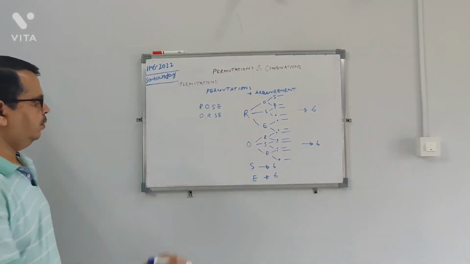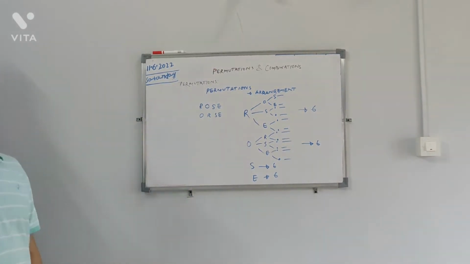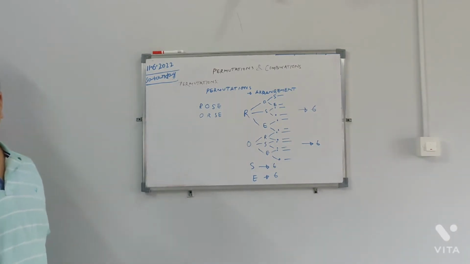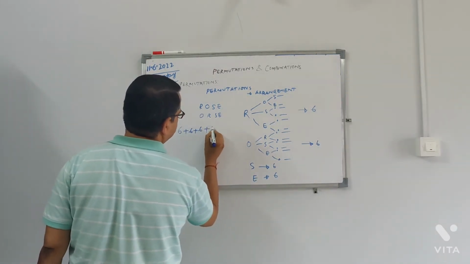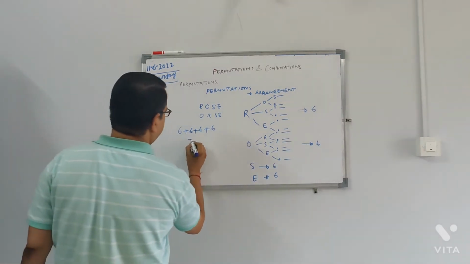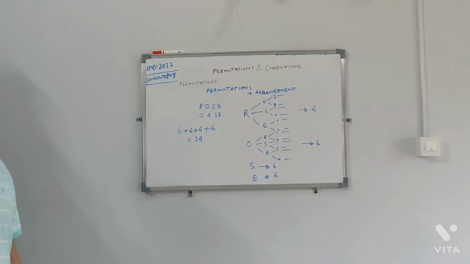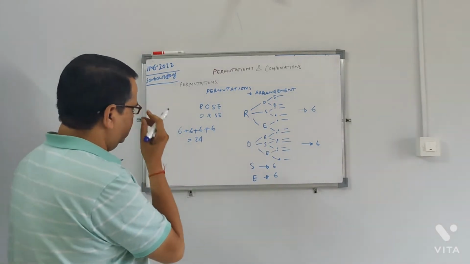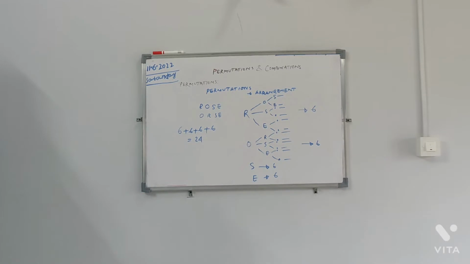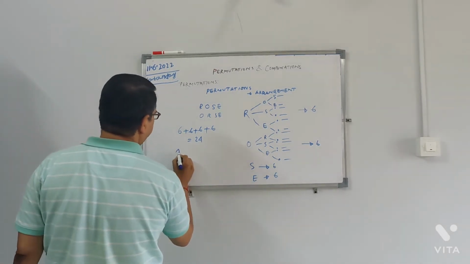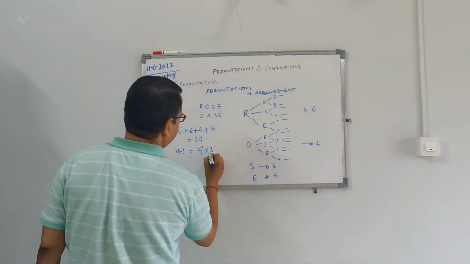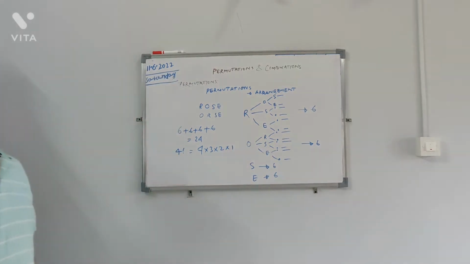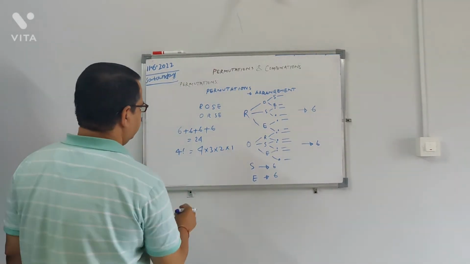So if somebody asks you to create an arrangement of the characters in the word ROSE, how many arrangements will there be? 6 plus 6 plus 6 plus 6, which is equal to 24. There can be 24 arrangements. How do you get 24? This 24 is nothing but 4 factorial. You know 4 factorial is nothing but 4 into 3 into 2 into 1. That is called 4 factorial.